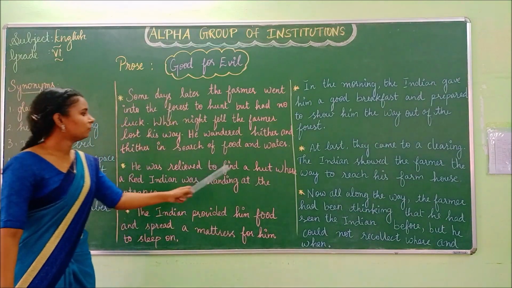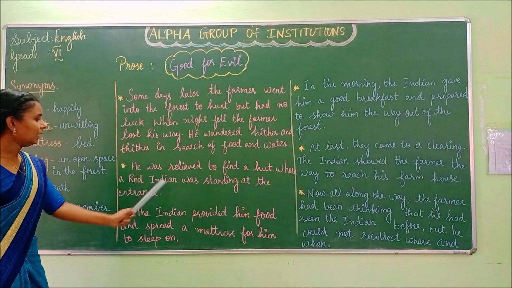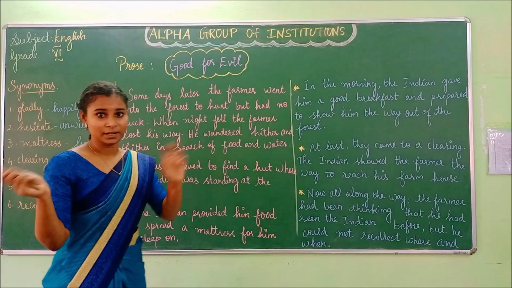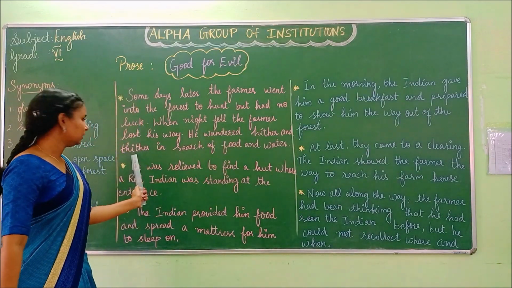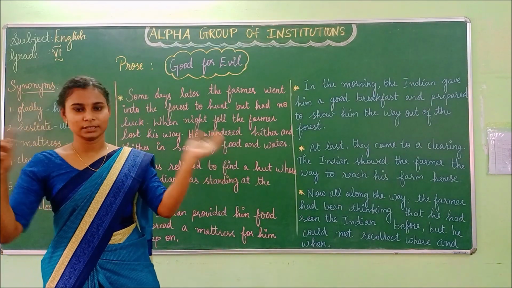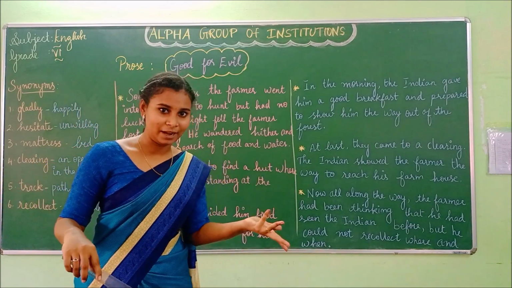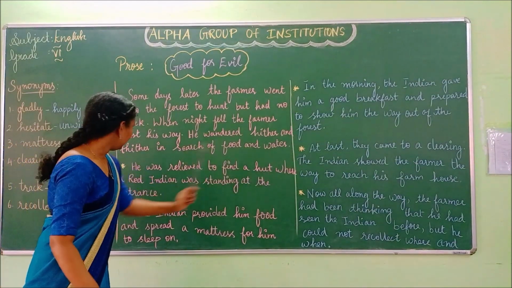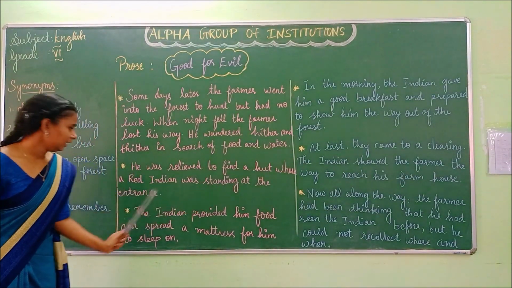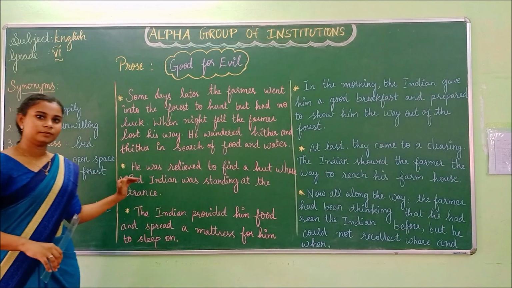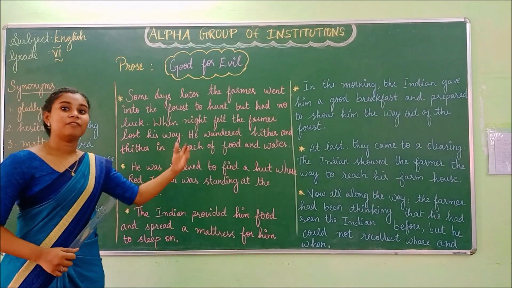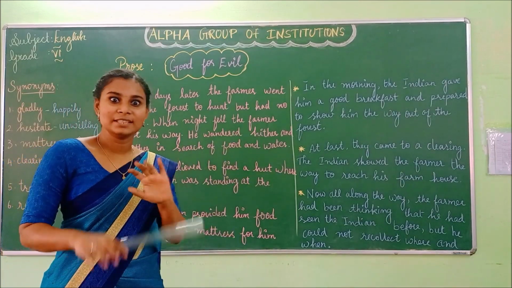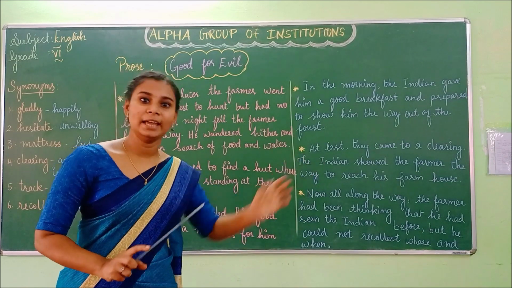He was relieved to find a hut where a red Indian was standing at the entrance. So he was searching for the way here and there. Hither and thither means here and there. Okay, so he was searching here and there for the way, but he couldn't find. After that, what happens? He was relieved to find a hut where a red Indian was standing at the entrance. So the farmer is finding a red Indian who is standing out of his door. Okay, so he is so relieved. He is happy that he has found someone to get help from.